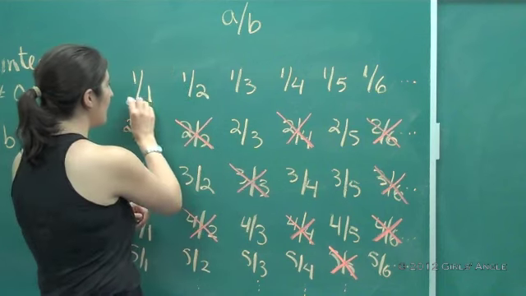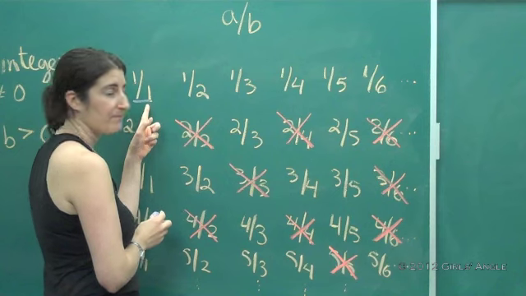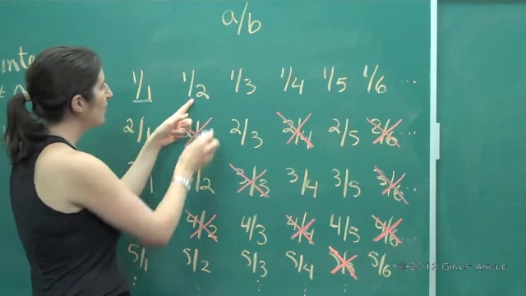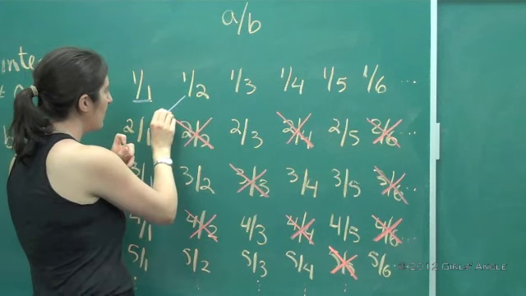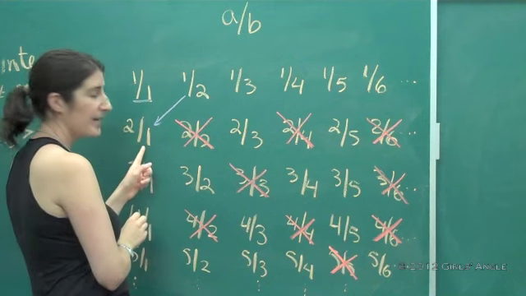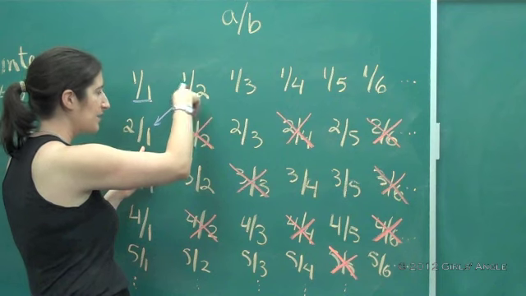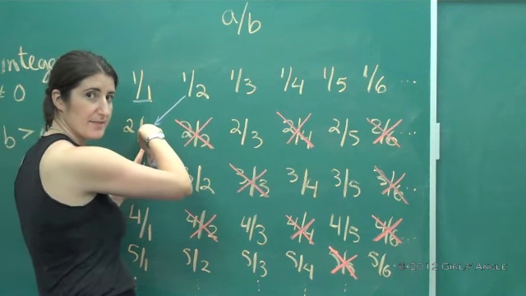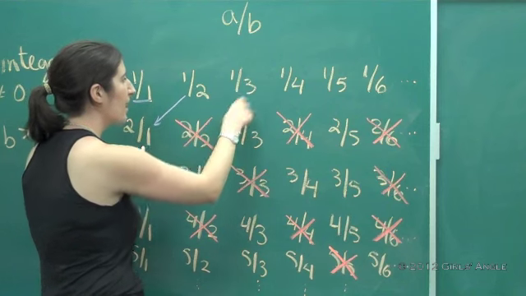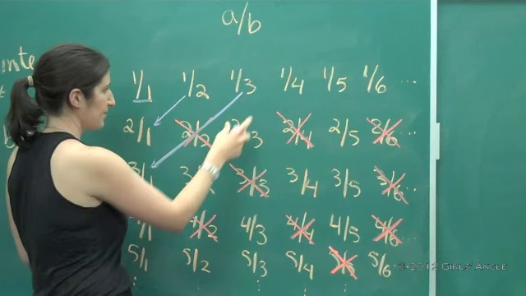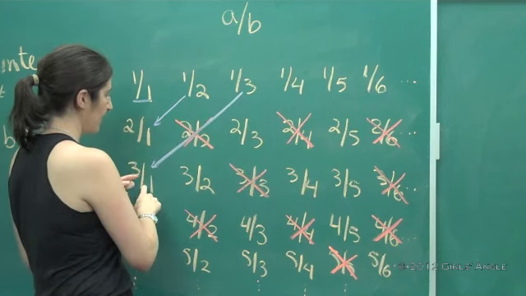I'm going to start in the upper left-hand corner with 1 over 1. That's going to be the first item in my list. Then I'm going to go to 1/2, and I'm going to go down this diagonal until I hit this first column. This will be the second item in my list and the third item in my list. To find the fourth item, I go back to the top and again down the diagonal. So this will be the fourth item in my list and the fifth item.